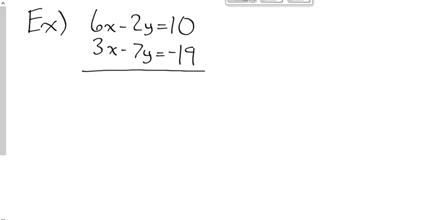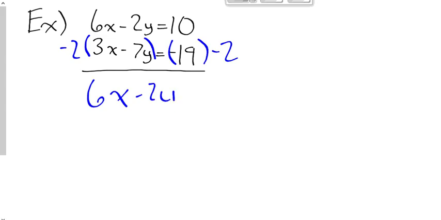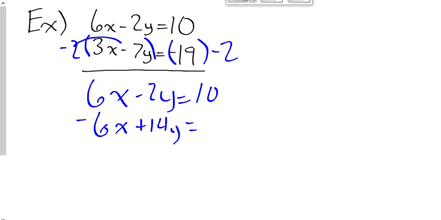So that's exactly what I'll do. Multiply the left side of the equation by a negative 2, multiply the right side of the equation by a negative 2. Top one stays the same, 6x minus 2y equals 10. Bottom one's going to change to a negative 6x, so there's that opposite. Looks like a plus 14y, and that's equal to 38 over there. Negative times negative is a positive 38.